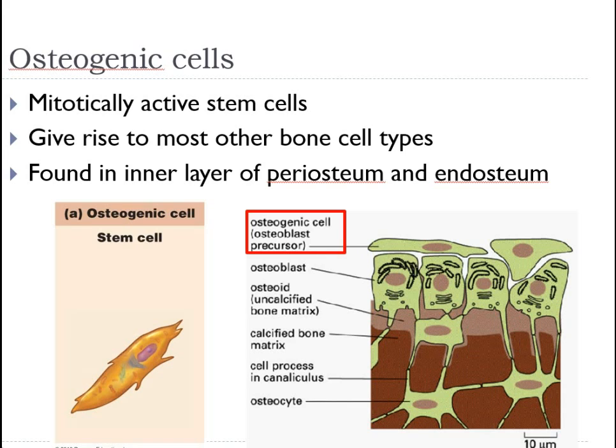So when we look at these cells, we're going to notice that there's going to be a lot of mitotic activity, which means that they're going to regenerate themselves quite a bit. And that's going to be the stem cells that give rise to that. They're going to give rise to other bone cells. They're found in the layer between the periosteum and the endosteum, and that's just going to be where they're going to hang out and rebuild bone cells.